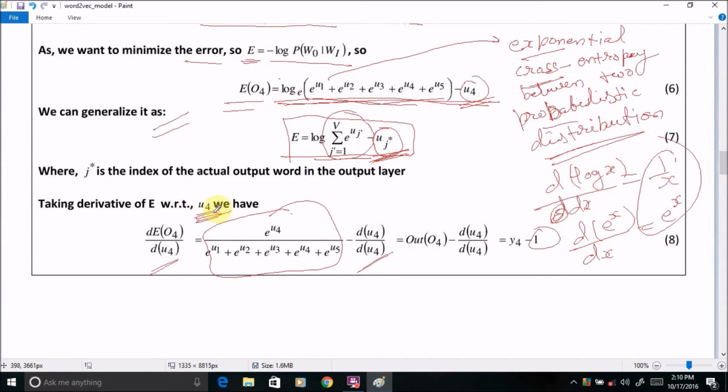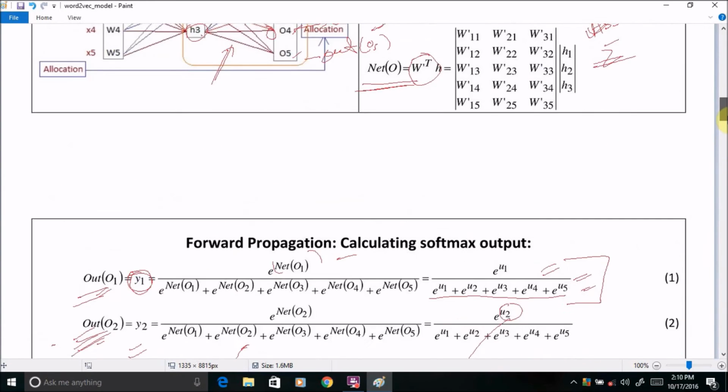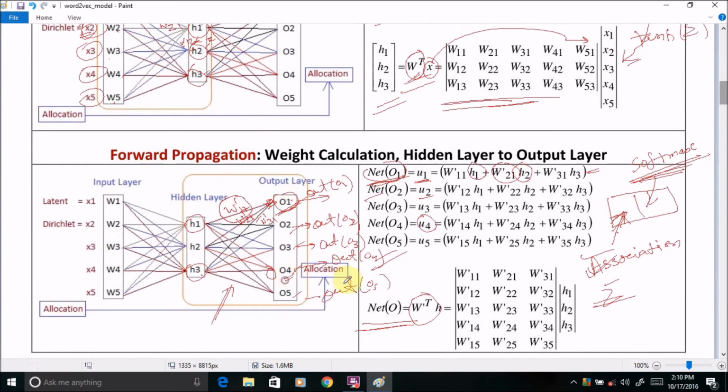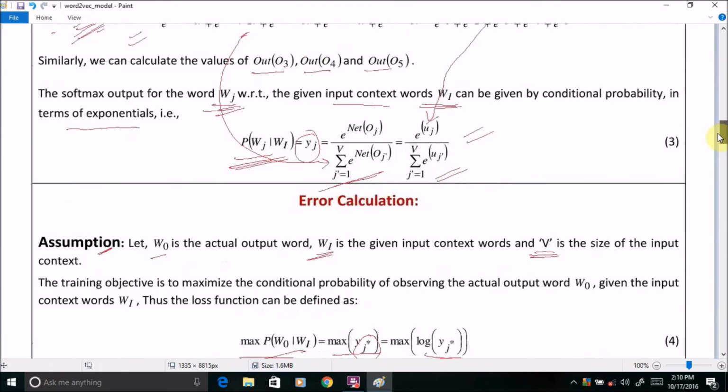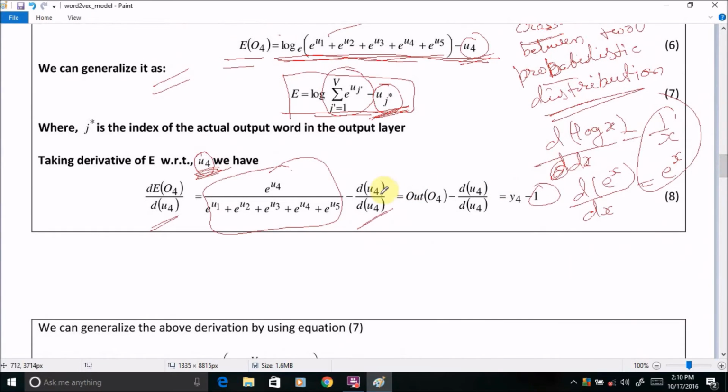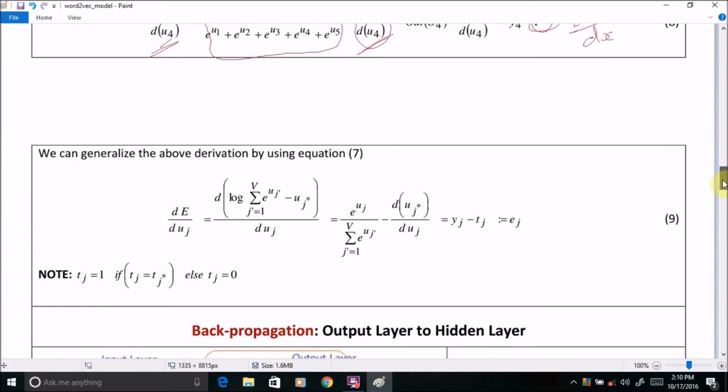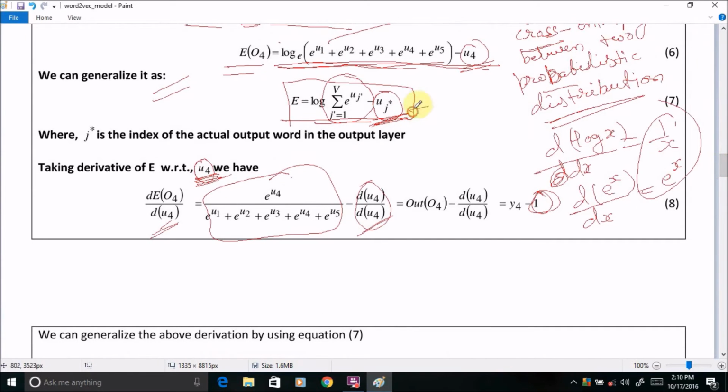this is the case when we are using the net score of output 4, which actually represents the word we are looking for. So in this case, this part and this, so in this case the derivation of this part here is 1. Now we can generalize this equation 7.